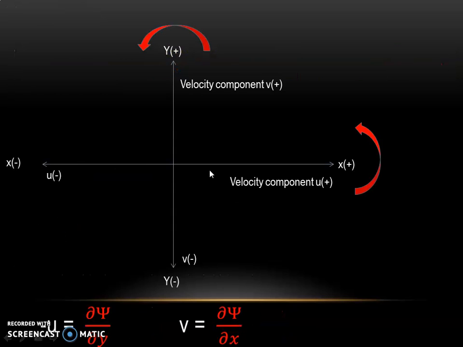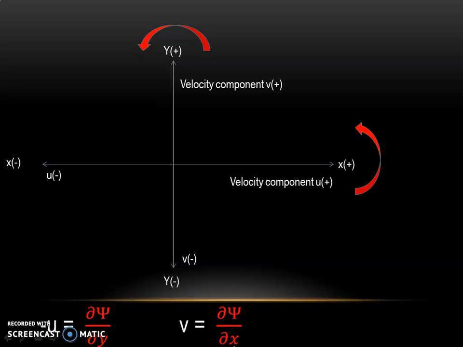This can be more clear when we look at the sketch over here. Let the directions be indicated along x, which is the positive direction, y is positive on top, and y is negative at the bottom, and this is the negative x direction. Let u be the velocity component along positive x direction, v is the velocity component along positive y direction, and u is the velocity component along negative x direction, and similarly v is the velocity component along negative y direction.